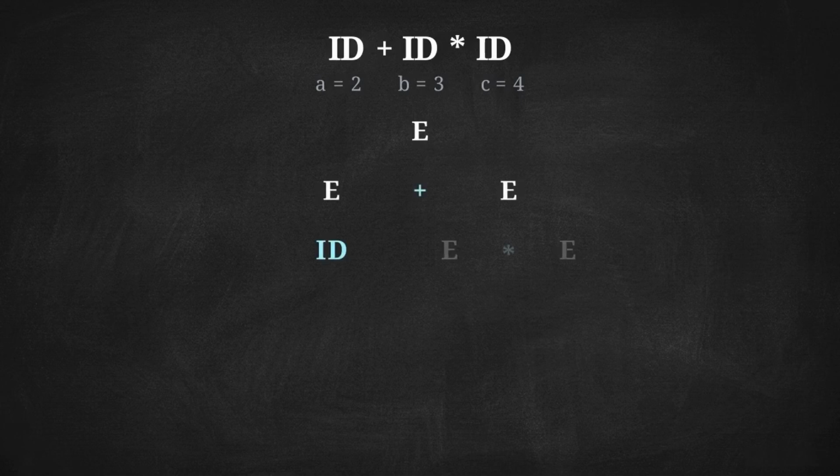Following the grammar rules, the compiler builds a structure that prioritizes the multiplication step. If our variables are 2, 3, and 4, this structure evaluates as 2 plus 12, which resolves to 14.